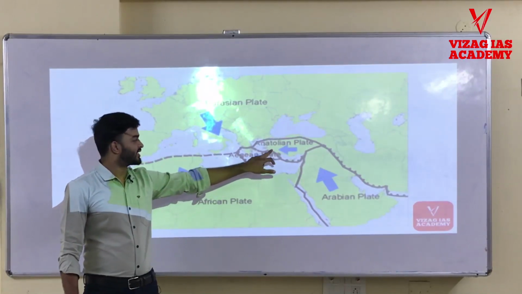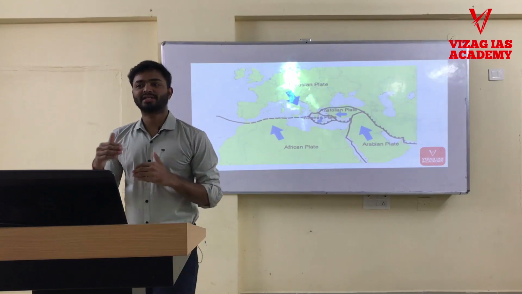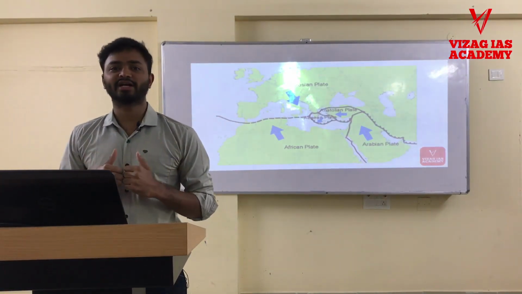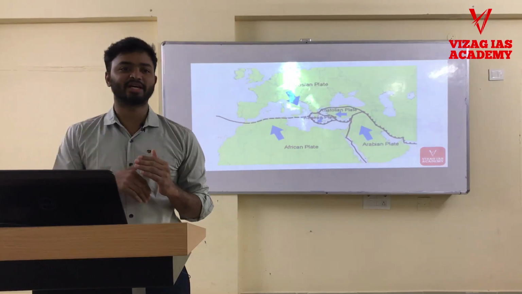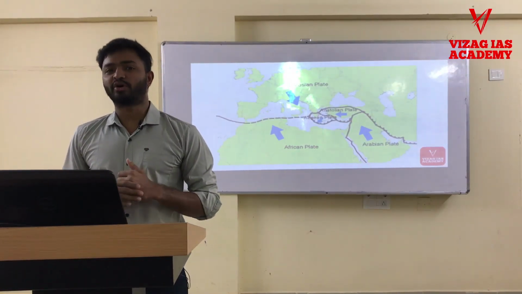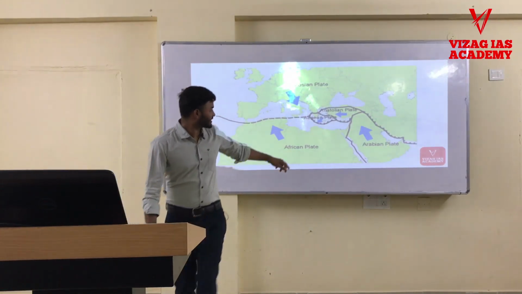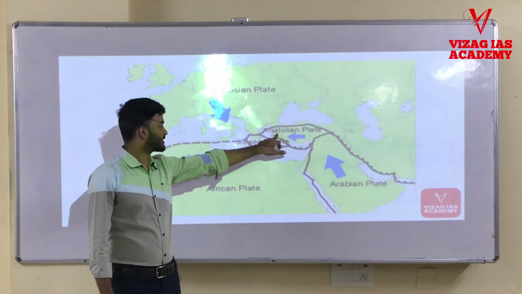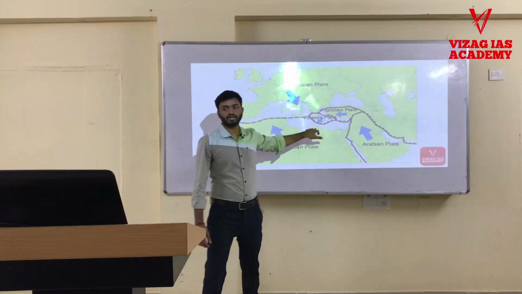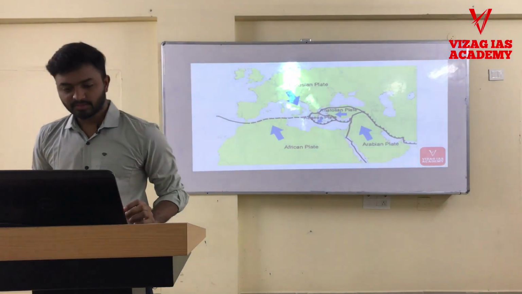So if you see here the Turkey earthquake, the movement of plates is not such that they are colliding, or one plate is sinking beneath another. Here it is a kind of transform boundary, where the plates are sliding past each other. This Anatolia plate is moving towards this side, whereas the Asian plate is moving towards the south. So here the earthquake is because of a transform boundary.